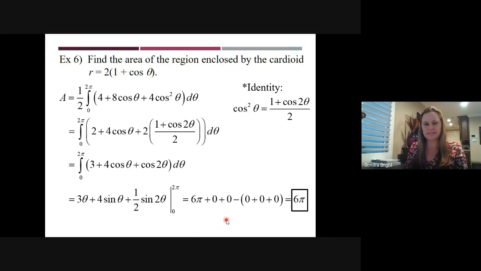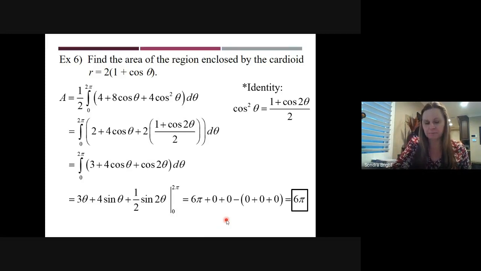Okay, so that is how you handle when there is a squared. Same thing with sine squared. Use that double angle identity, but for sine. For sine squared. Okay, let's do another one.